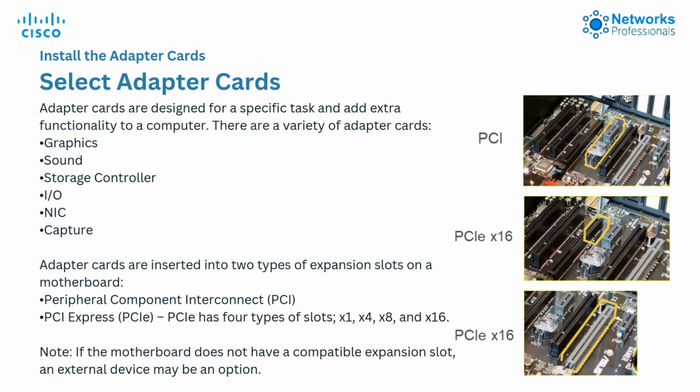Install the adapter cards. Adapter cards are designed for a specific task and add extra functionality to a computer. There are a variety of adapter cards: graphics, sound, storage controller, I/O, NIC, capture. Adapter cards are inserted into 2 types of expansion slots on a motherboard: peripheral component interconnect, PCI, and PCI Express, PCIe. PCIe has 4 types of slots: X1, X4, X8, and X16. Note: if the motherboard does not have a compatible expansion slot, an external device may be an option.